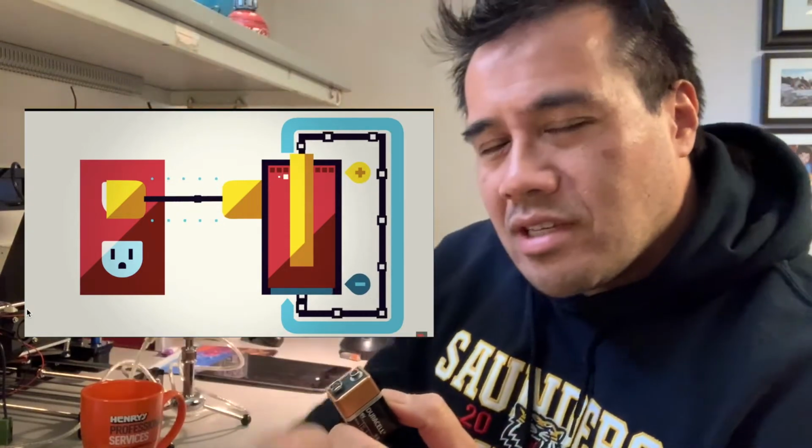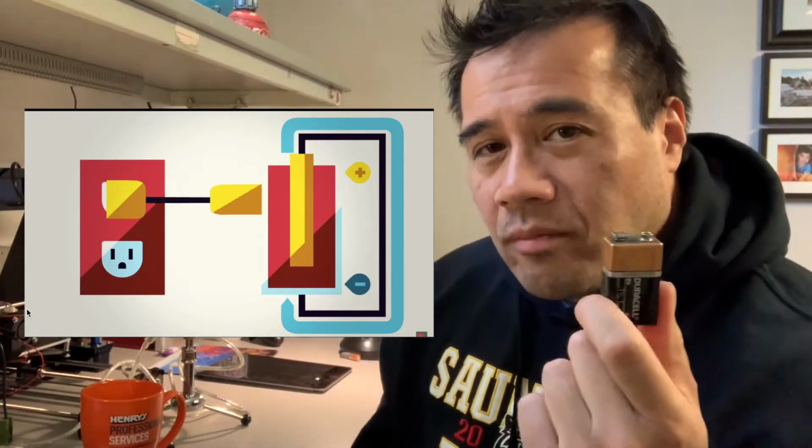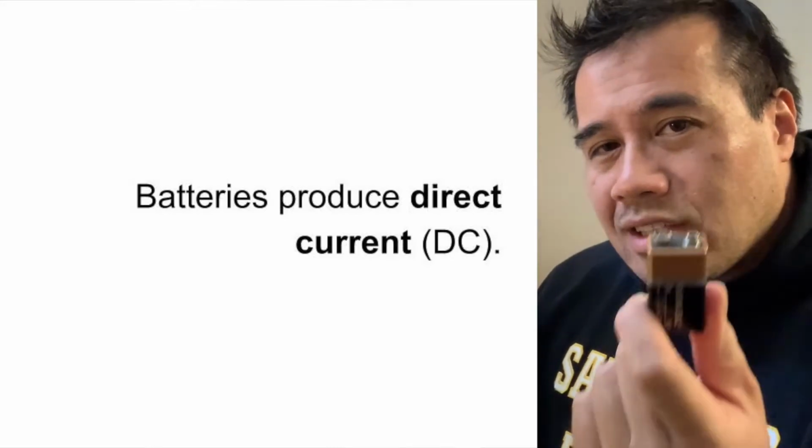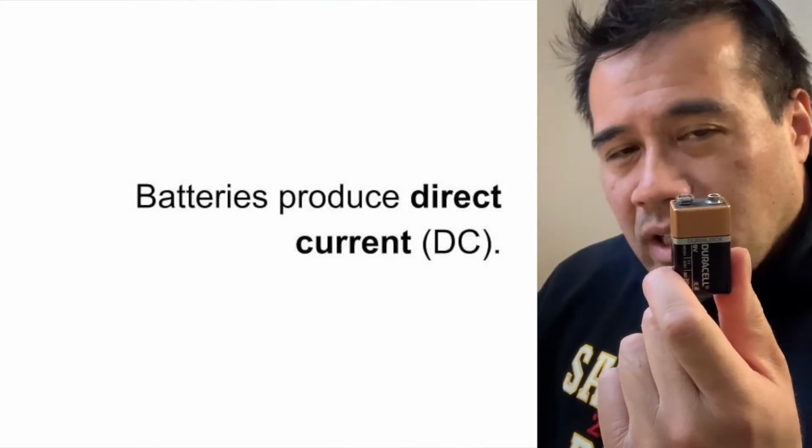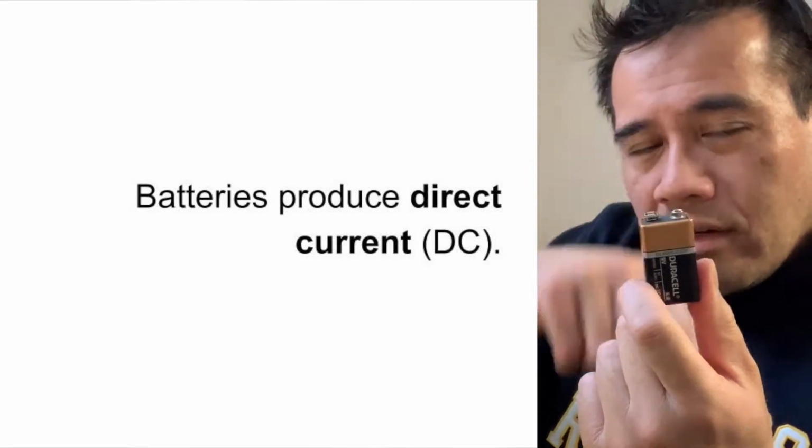However, rechargeable batteries make use of electricity. When you plug it into a wall to recharge it, that reverses the chemical reaction, and it's almost like you move the electrons back to where they started from. Then you unplug it, and the battery's charged again and you're ready to go. Batteries produce direct current. Electrons move in only one direction.